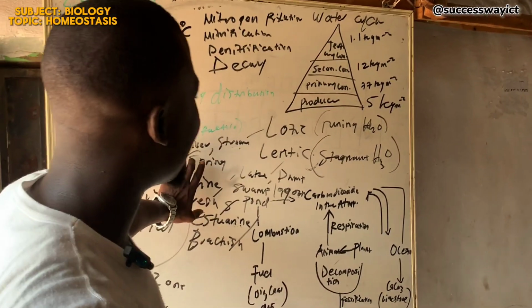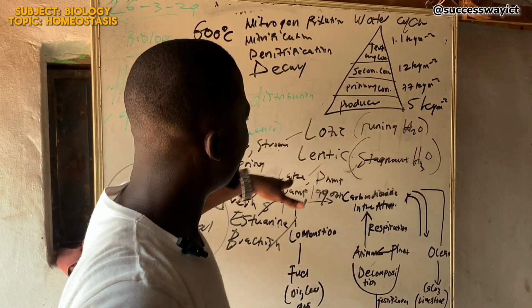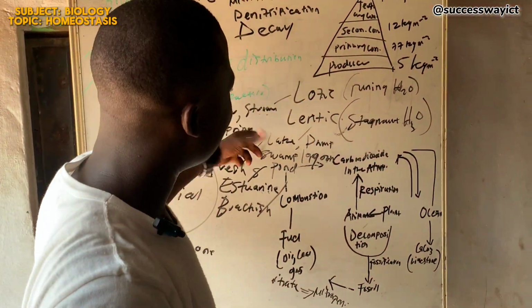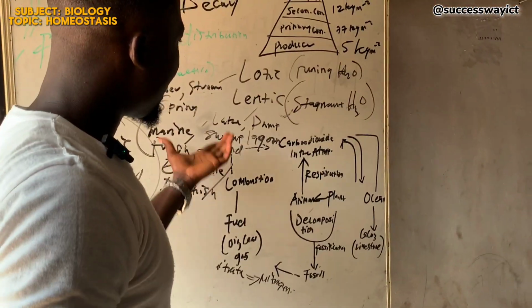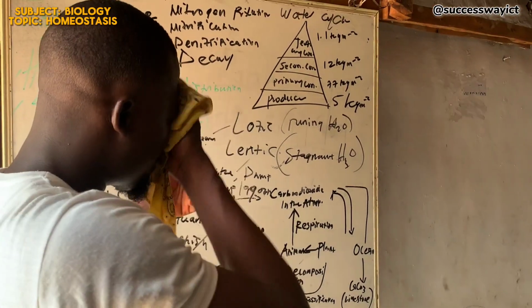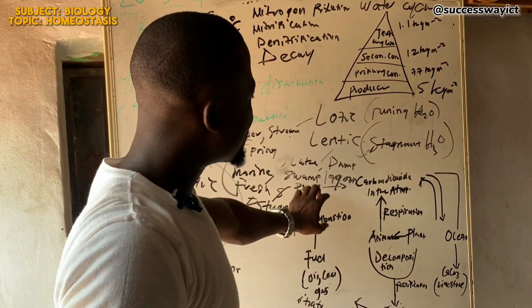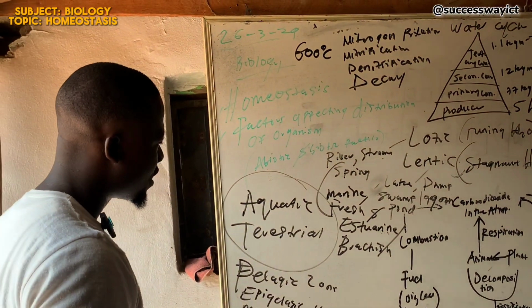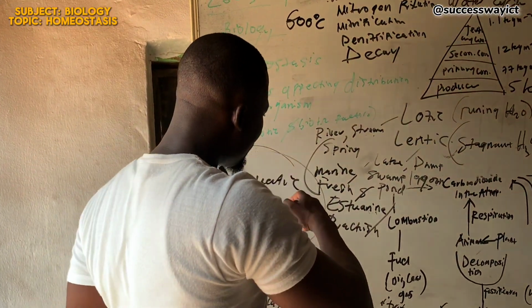So fresh water can either be lotic, running water, or stagnant water. Are we together? The examples of this running water are the river, stream, spring. The stagnant water: the lake, dam, swamp, lagoons, ponds. Are we together? What else again?